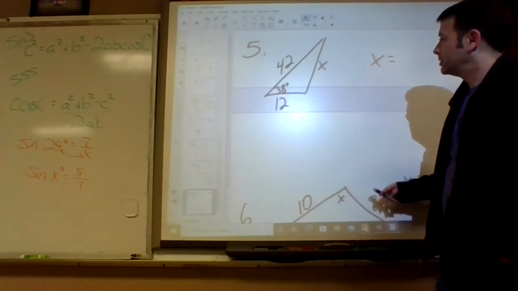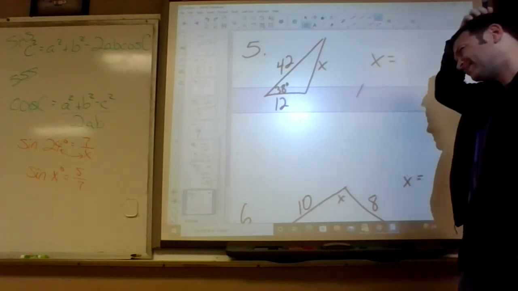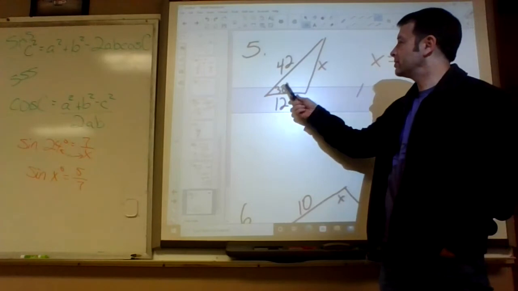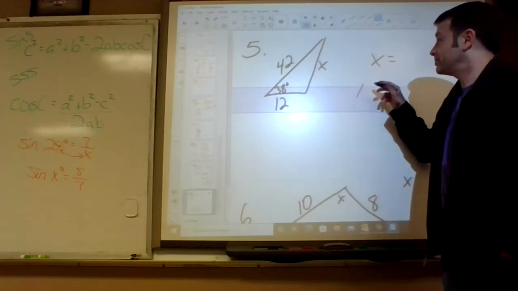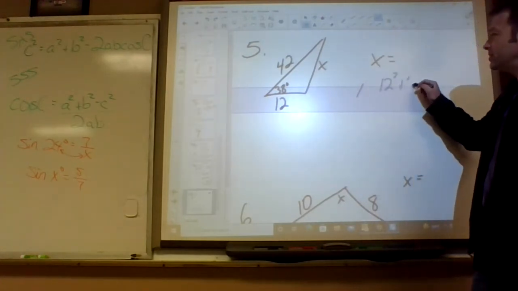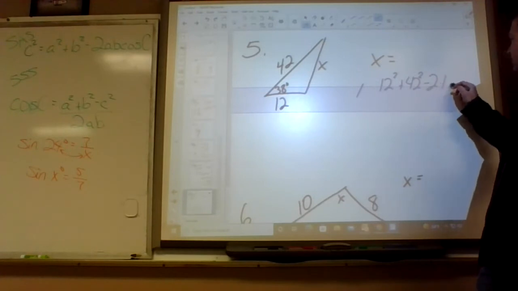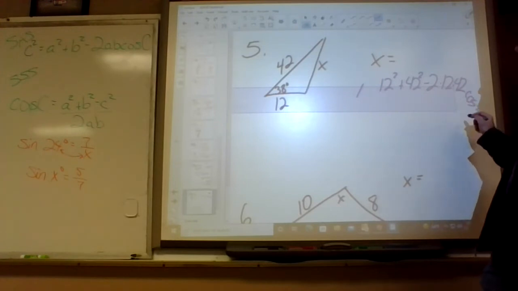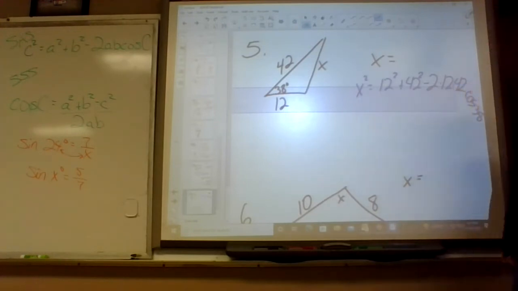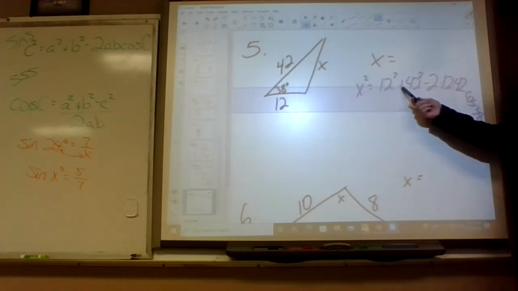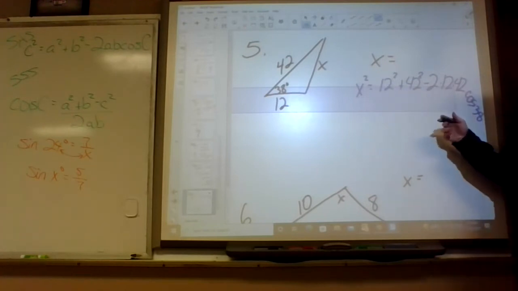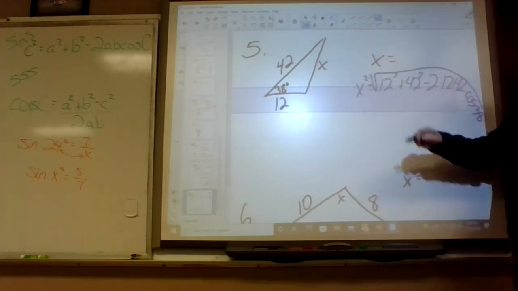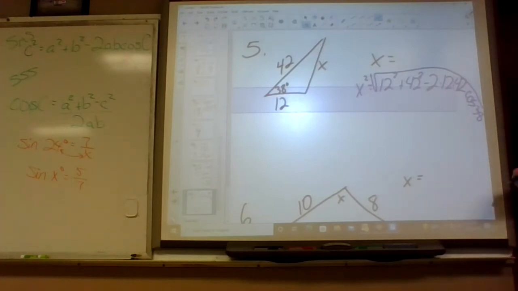Okay. X squared will be my c squared. So basically it's 12 squared plus 42 squared minus 2 times 12 times 42, times cosine of 38. X squared equals that. So you plug all that in, and then at the end you square root, because x squared equals this, so you have to square root all of it. And what did you guys get, 33.44?